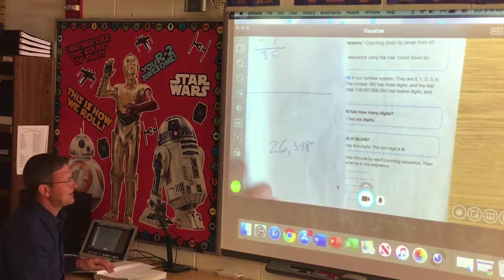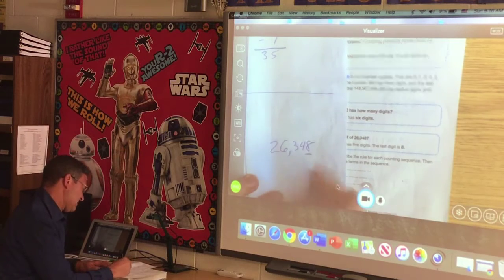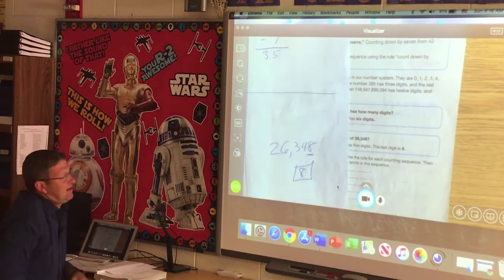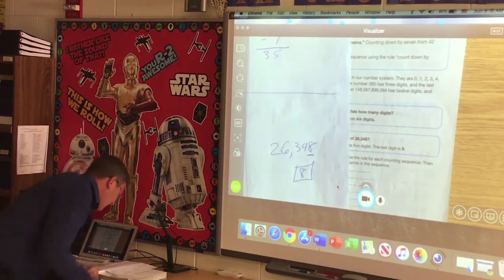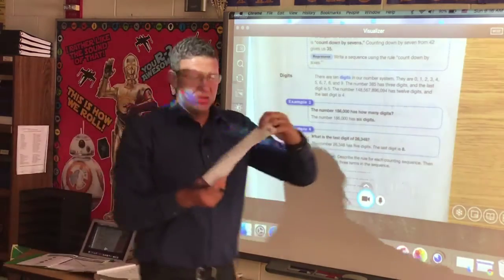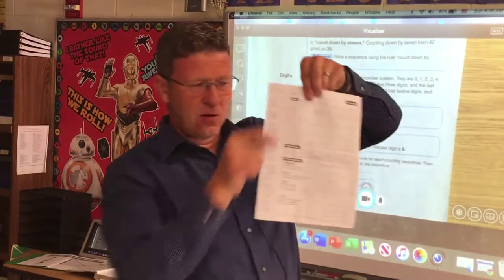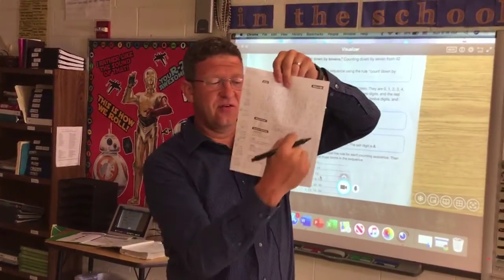26,348, the last digit. It's in the ones place. It's an 8. Seems pretty easy. Okay? Now remember, to get full credit on this sheet, you need all of it filled in the front, all the work on the side, answers here, problem of the day.